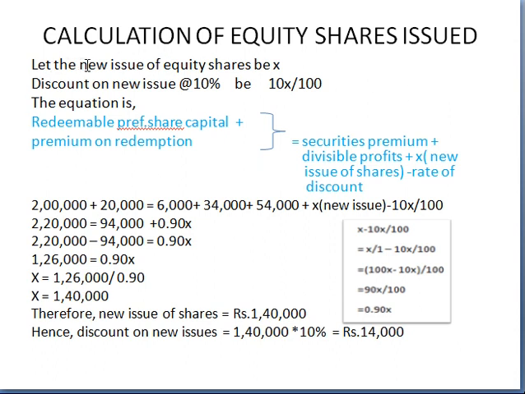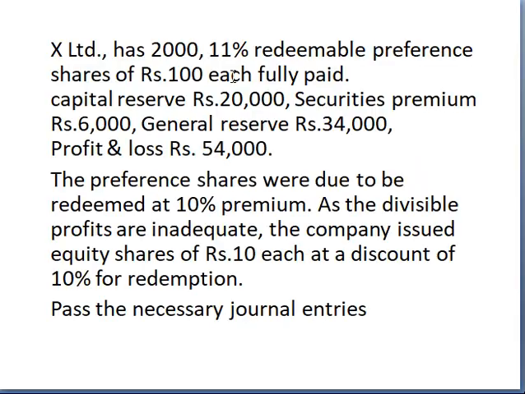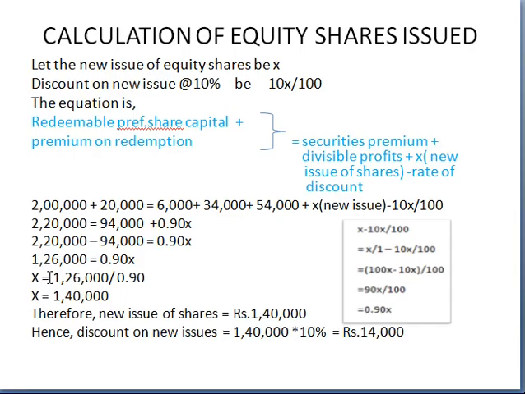Now, let the new issue of equity shares be X. We'll assume that equity shares as X. And now which is given, equity shares are issued at a discount of 10%. See the question, equity shares of rupees 10 each face value at a discount of 10%. So, equity shares are issued at discount. Now, that's what I have taken here as discount at 10% will be written as 10 by 100 and which is to be calculated on the equity shares. That's what I have written here as 10x by 100.